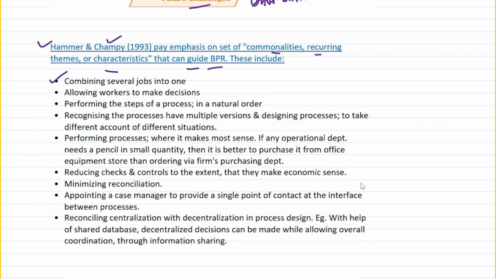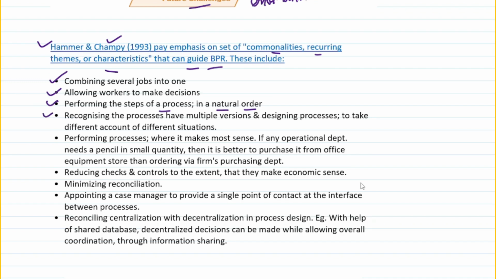Then it also talks about allowing workers to make decisions. So you should give them a free hand wherever possible, so that they can make certain decisions on their own. Then it talks about performing the steps of a process in a natural order. That means it should not be complicated, it should happen on its own. So, performing the steps of a process in a natural order.